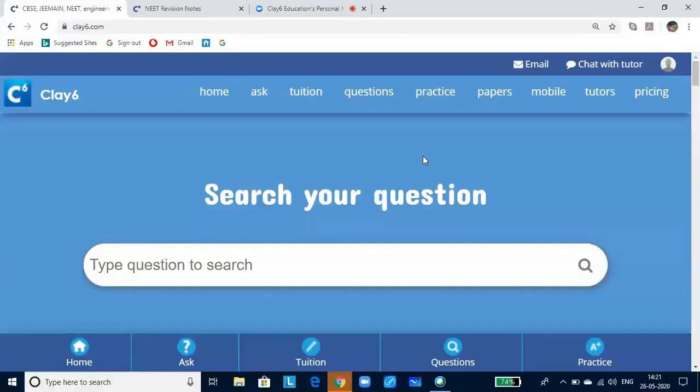I'm Hema Rajesh, tutor for biology. Today I will be covering movement and locomotion. Briefly, I will run through how to access revision notes and test in class6.com.